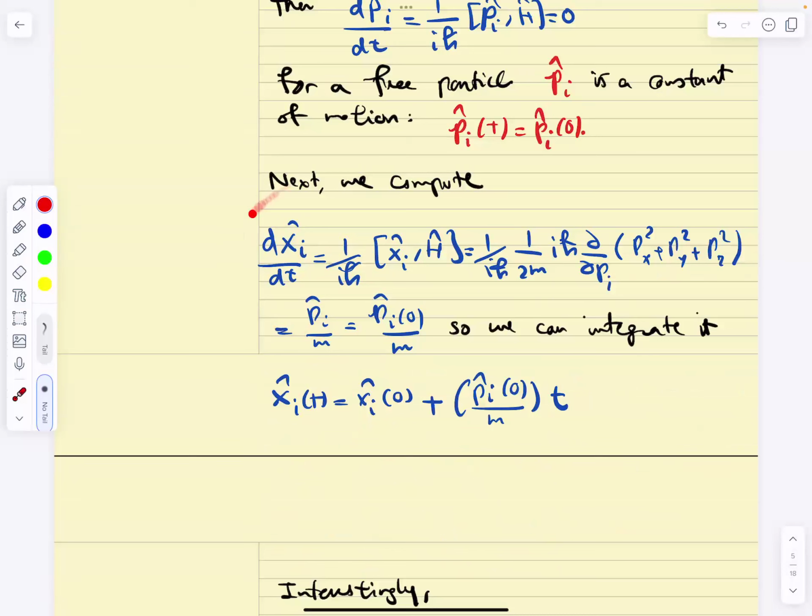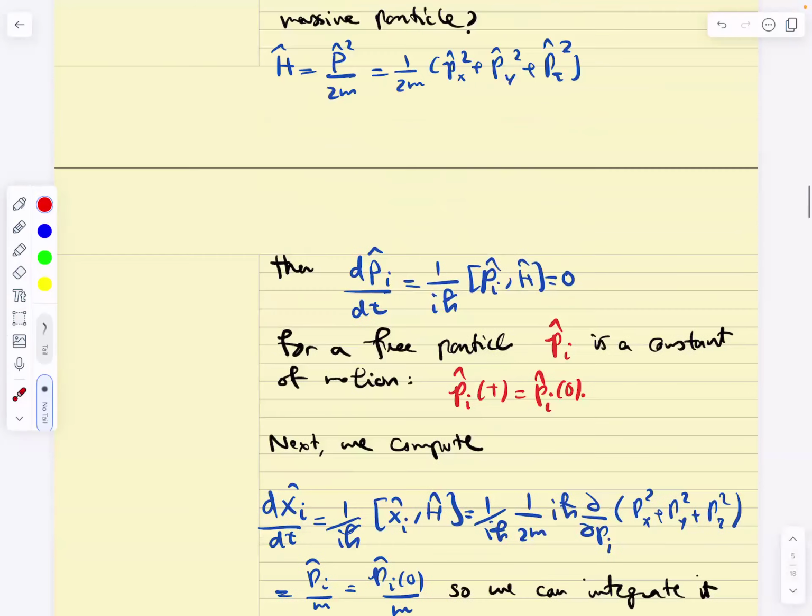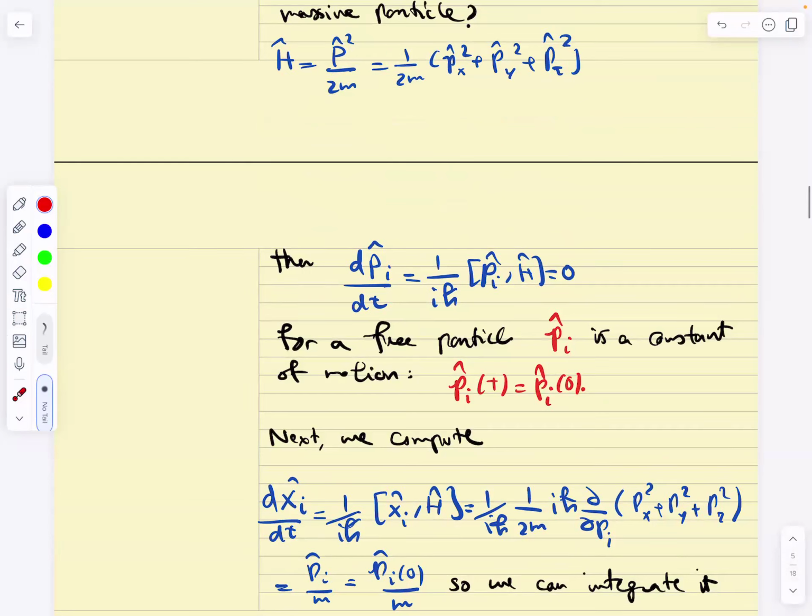Next, we compute the time derivative of xi. Again, the Heisenberg equation: 1 over iħ times the commutator of xi and the Hamiltonian. Now, we just saw that. So how do you calculate this? The Hamiltonian is, what is it? It's p squared. So I have to use that. Let me write it here. I have to use the identity I showed you guys, so my calculation is this.